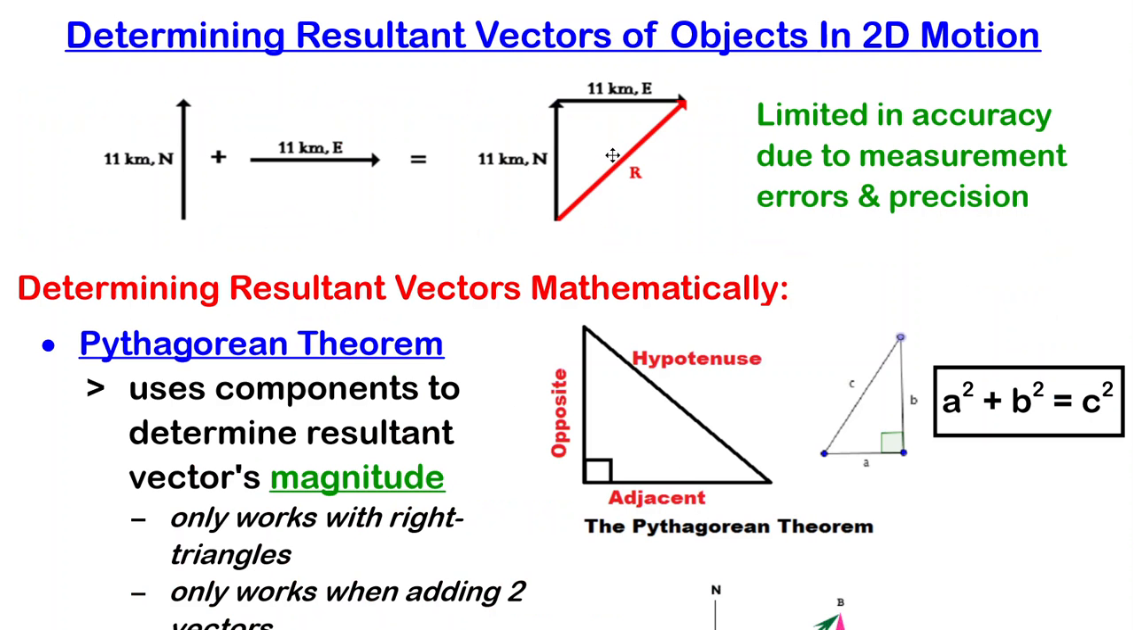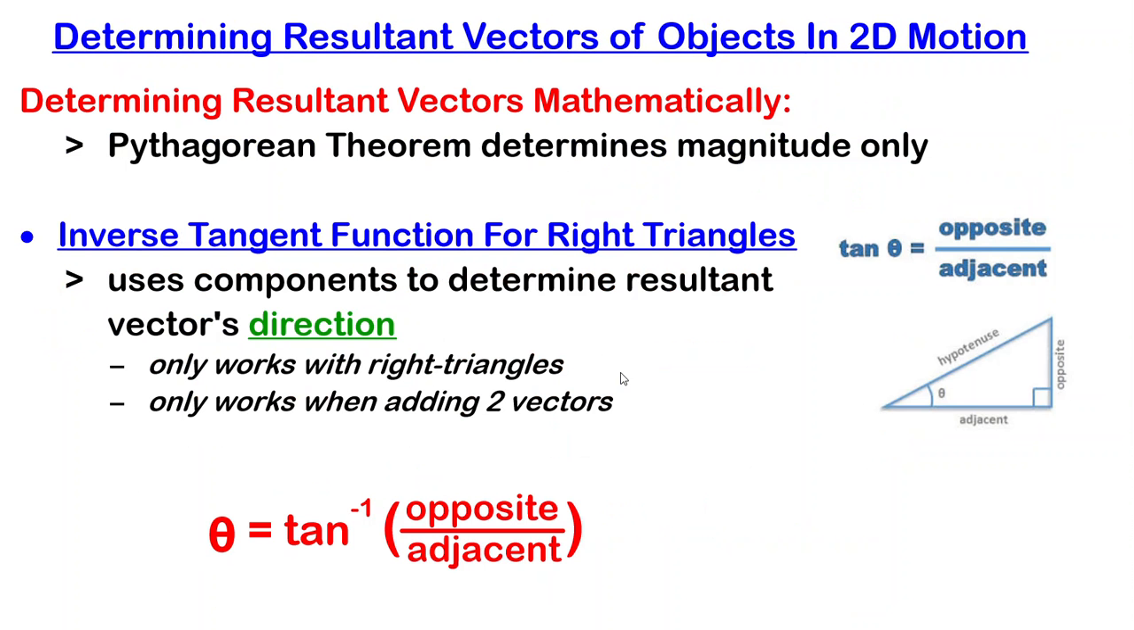This gives us the magnitude, the size. If we're in math class, it tells us the length of this part of the triangle, the hypotenuse of the triangle. But since this is a vector, we need magnitude and direction. And so we can use another trigonometric function, and that is inverse tangent.